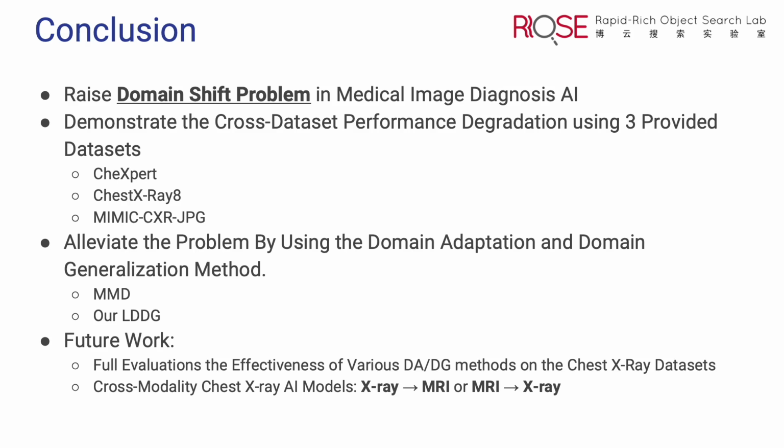To summarize this presentation, we first raised one problem in medical image diagnosis AI: domain shift tends to result in poor generalization performance. Our experiments demonstrate the cross-dataset performance degradation using the 3 provided datasets, CheXpert, ChestX-ray8 and MIMIC-CXR-JPG. We managed to alleviate the problem by using the domain adaptation method, MMD, and the domain generalization method LDDG. Owing to time constraints, we could not complete all the experiments we planned initially.